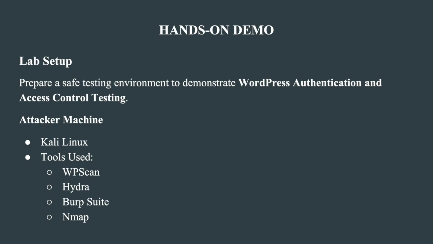This is the hands-on setup. Hacker machine: Kali. Tools used: WPScan, Hydra, and Burp Suite, and these are the most used tools for WordPress sites. We do the hands-on simultaneously also, so that's why only.